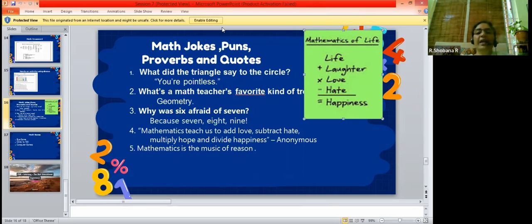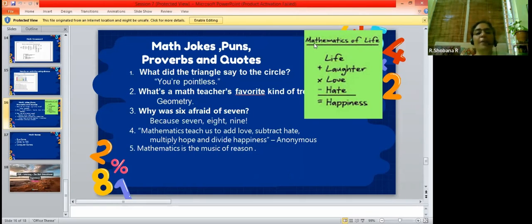So what did the triangle say to the circle? We can just ask when we are taking geometry. It said, you are pointless. Then we can all laugh it around in the class, which will bring so much cheer and positivity. And once you tell one joke, you will be surprised to see how many jokes the children come up with, connected to the concept of mathematics.